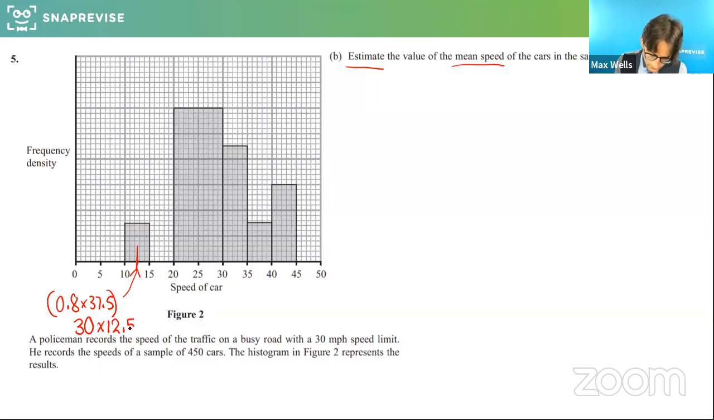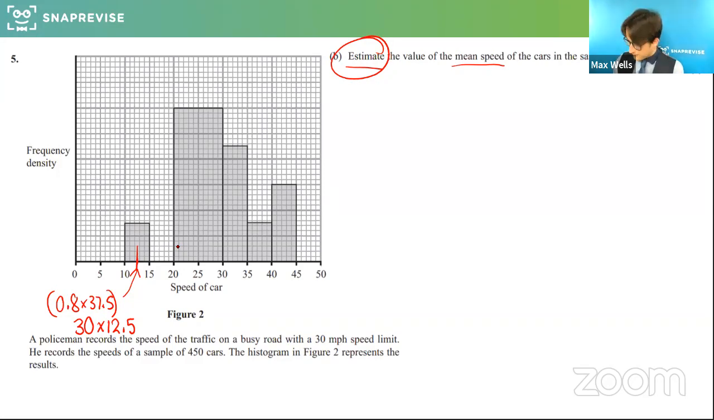So you use the midpoint of that interval to represent their mean speed. So we're going to do 30 times 12.5. Is it clear where I've got the 12.5 from? Does that make sense? Because again, it's an estimation. I'm assuming that on average, everyone in that bar does about 12.5. It's a bit like at GCSE, when you estimate the mean from a grouped frequency table, you assume the midpoint. That's basically what we're doing here.